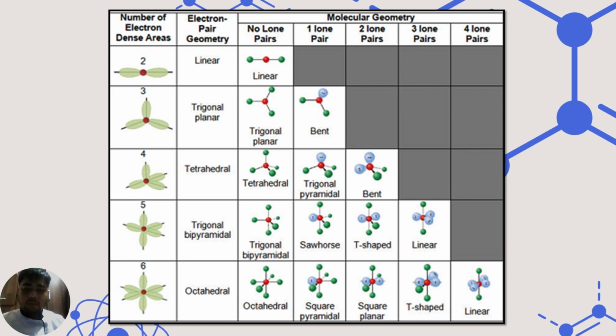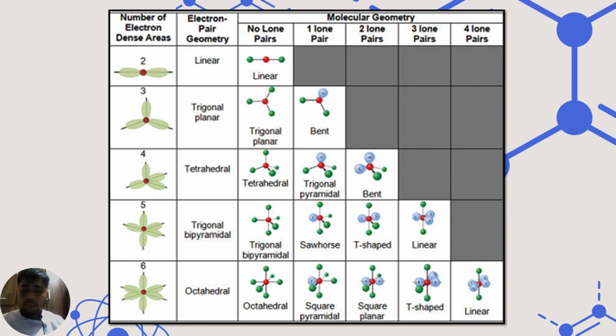In this table, you can see different molecular geometry or shapes. First are the five fundamental shapes with no lone pairs, which are linear, trigonal planar, tetrahedral, trigonal bipyramidal, and octahedral. Next, trigonal planar with one lone pair is called bent, and the tetrahedral with one lone pair is trigonal pyramidal, and with two lone pairs is another bent.